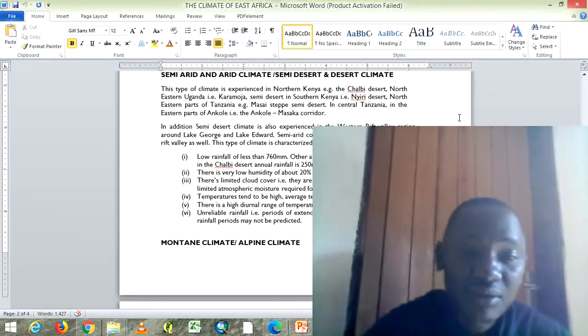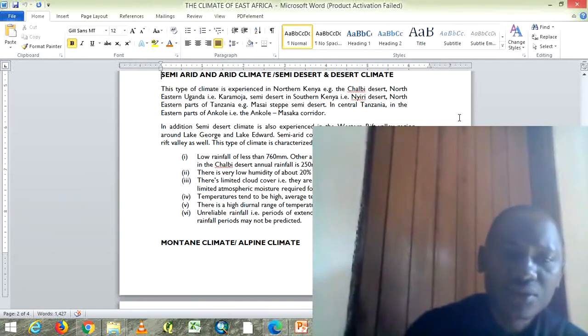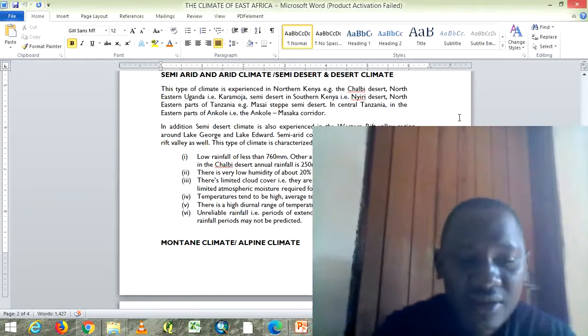Very limited cloud cover. Since the humidity is very low, you can't expect to have dense cloud cover, and therefore the skies are generally clear, partly due to limited atmospheric moisture. Temperatures tend to be high, average temperatures ranging from 35 to 38 degrees. These are temperatures characteristic of semi-desert climate.